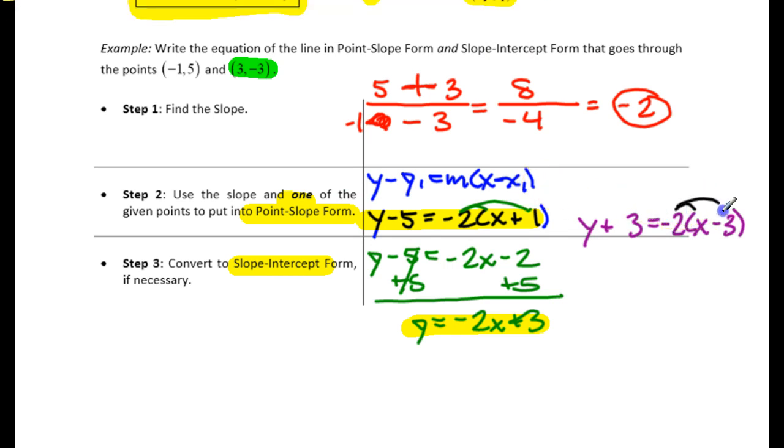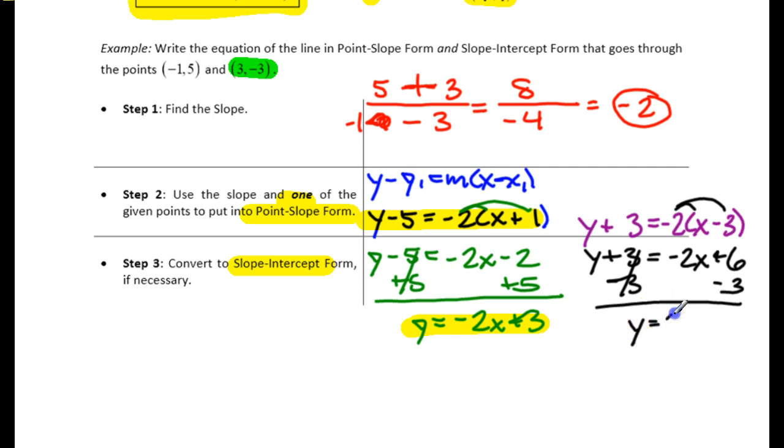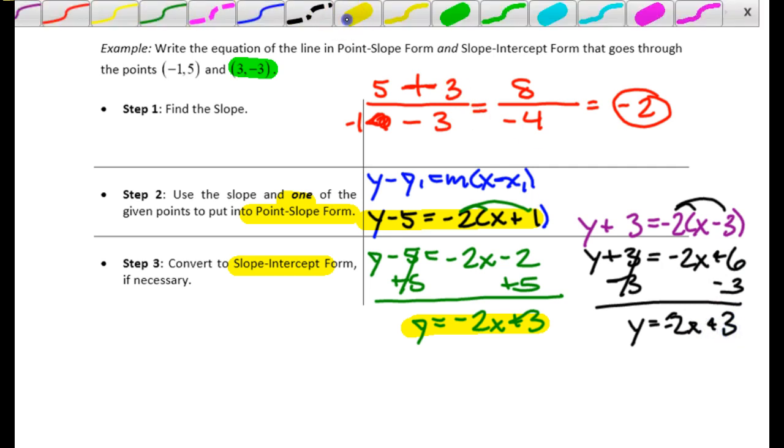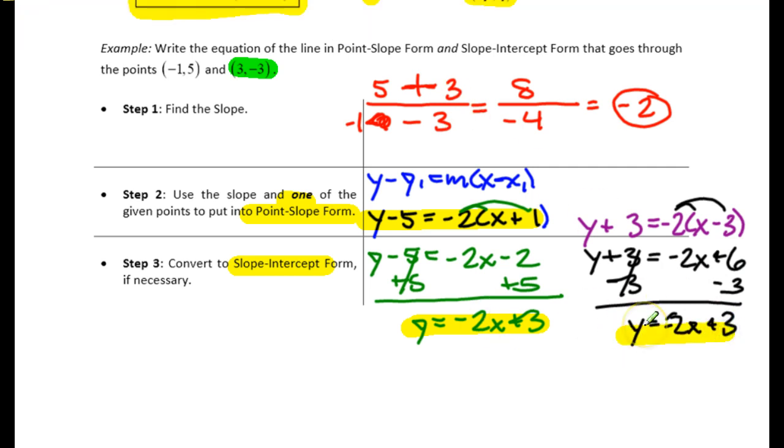I'm going to start off by distributing. So now on the left side it's y plus 3 still, equals -2x, -2 times x, and then it's -2 times -3, which is plus 6. I solve for y, I get rid of the plus 3 by subtracting 3. Left with y on the left side equals -2x, 6 minus 3 is +3. So as you can see, we get the same final answer for the line in slope-intercept form.